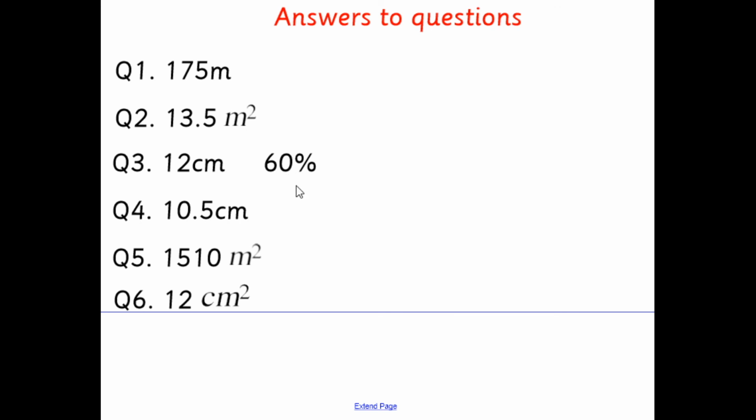So there's the booklet I've done for Ruby on perimeter and area. I've also got one on volume, which is the next section.